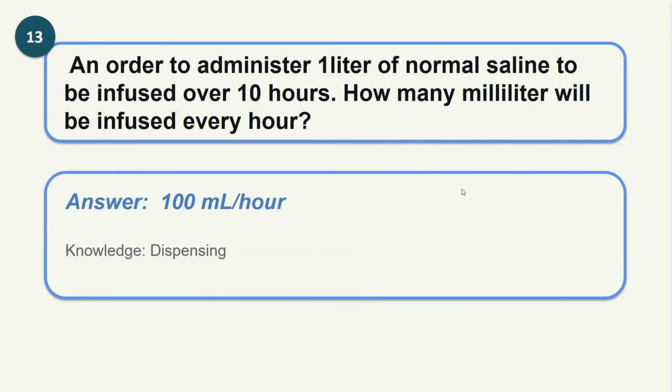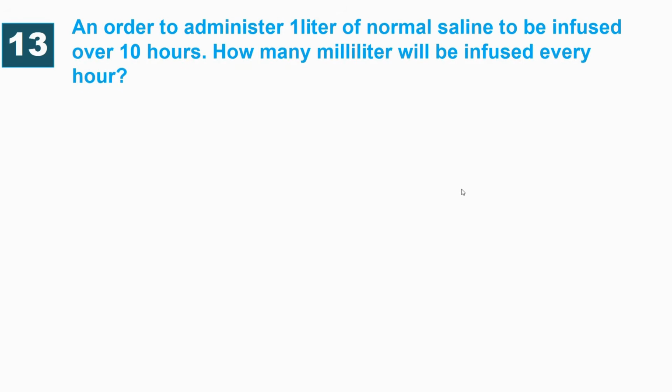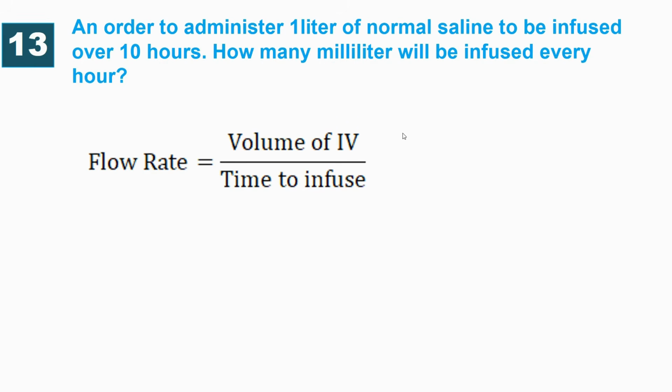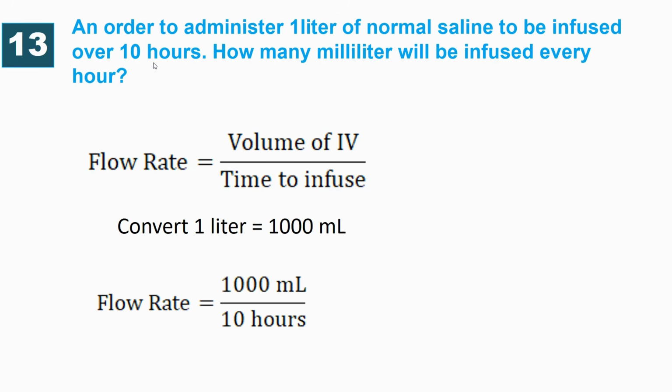So let's see how we get those 100 milliliters per hour for this question. Here the question says 1 liter of normal saline to be administered over 10 hours. The formula has to be memorized. The formula for flow rate is volume of IV divided by time to infuse. Volume is 1 liter, and 1 liter equals 1000 milliliters. Time to infuse is 10 hours, given in the question. If you divide 1000 by 10, that would be 100 mL per hour.